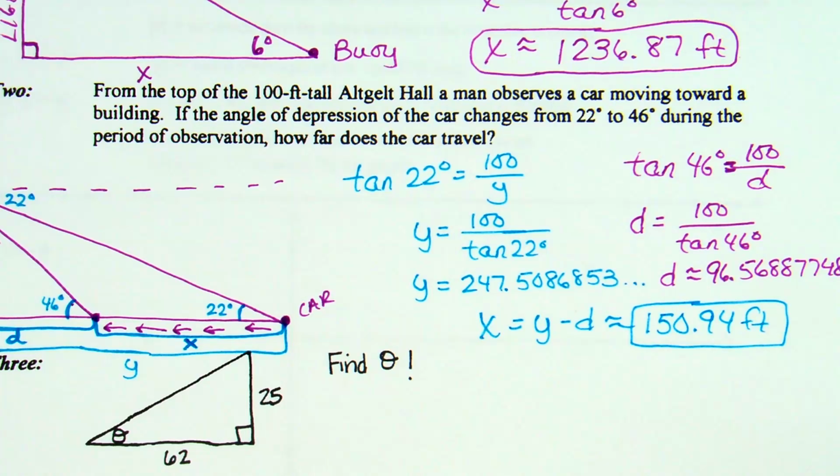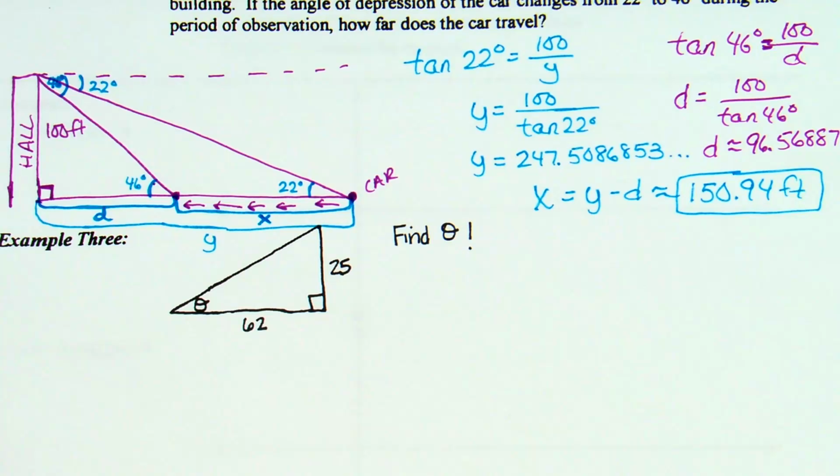One more. It says find theta. Yep. So my question to you guys right now is, what is the connection? Realize theta is an angle, yes? What connection can be made between the theta, the 62, and the 25 they give me? That's a tangent connection, yes? Because in relation to the angle, I know the opposite and the adjacent.